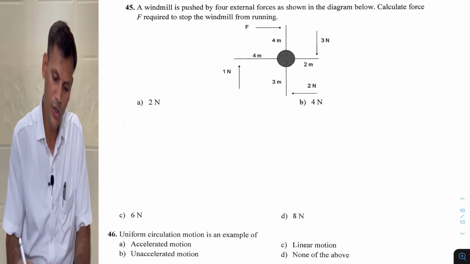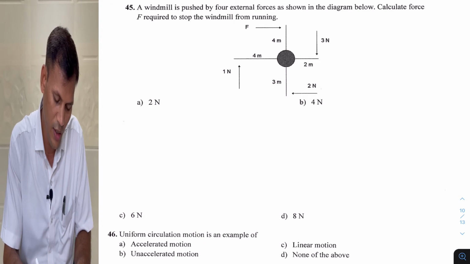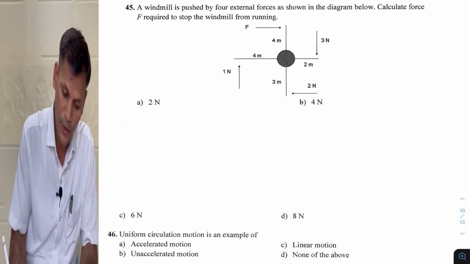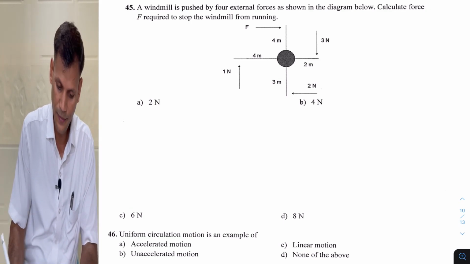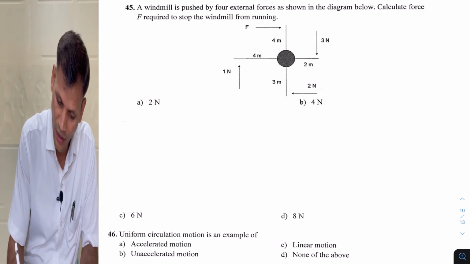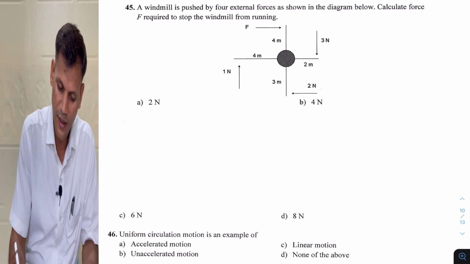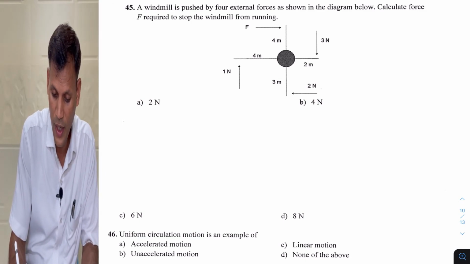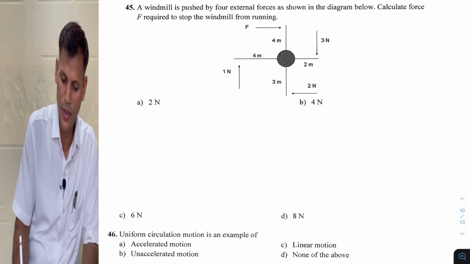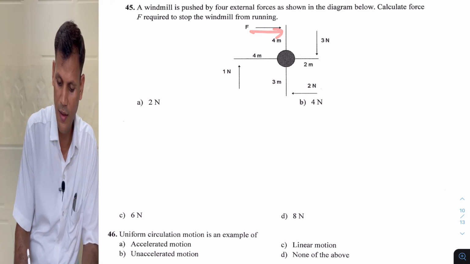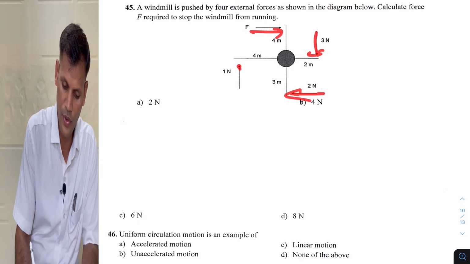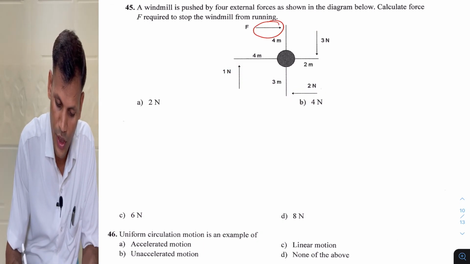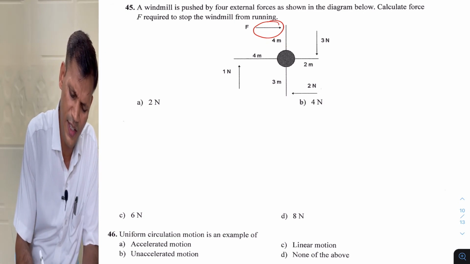So once again we can say total clockwise moment is equal to total anti-clockwise moment. So according to the principle of torque, total clockwise moment is equal to total anti-clockwise moment. This and this both are in opposite directions. And how will we find out the moment? It is the force into perpendicular distance. In every case it is given.